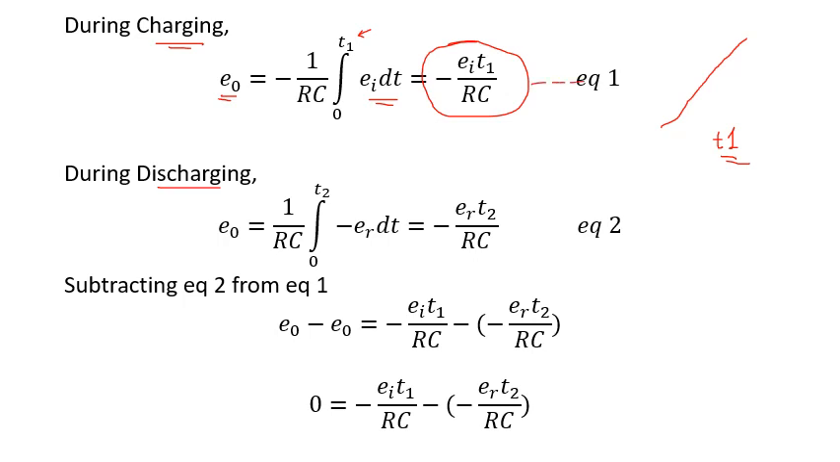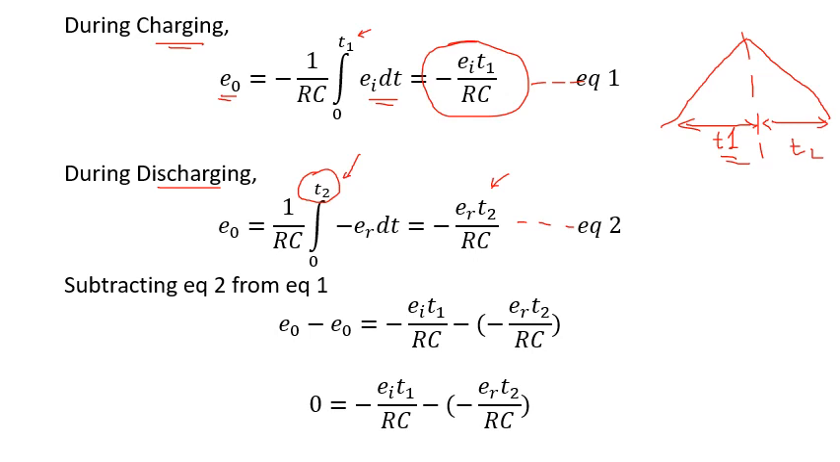Similarly for discharging, you can write this equation, and it is going to discharge for T2 amount of time. It is charging for T1 and discharging for T2. If you integrate this, you will get minus ER T2 by RC. Let us say this is equation 2.